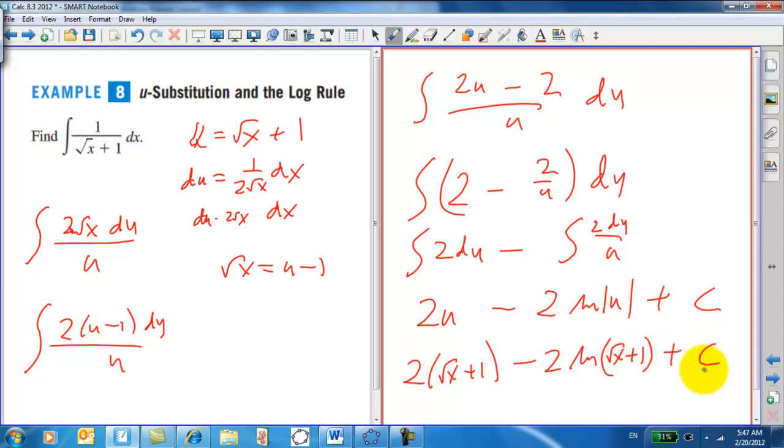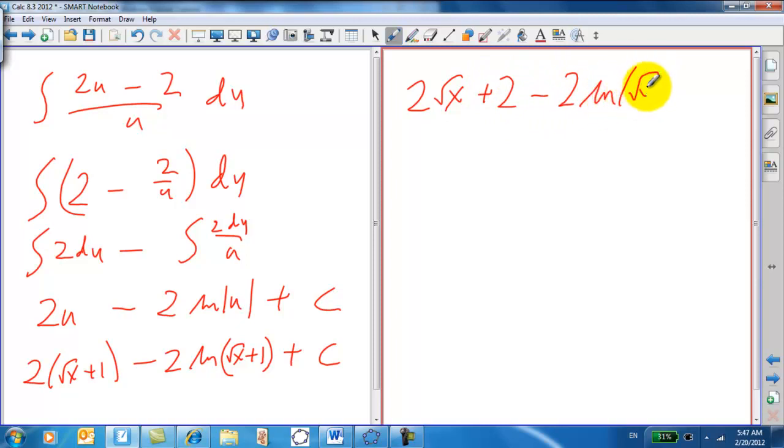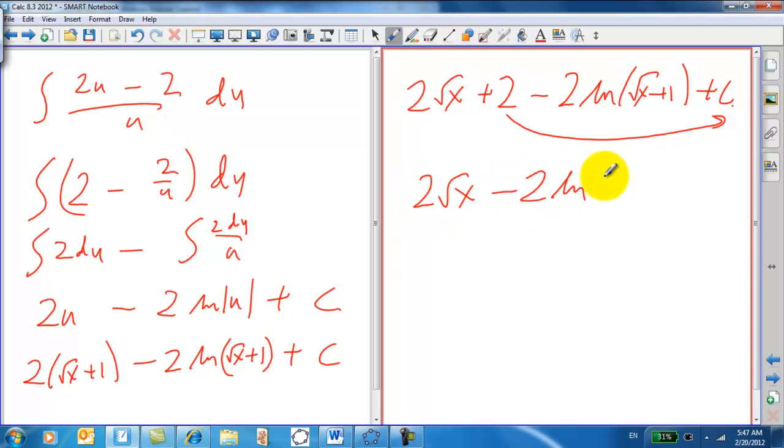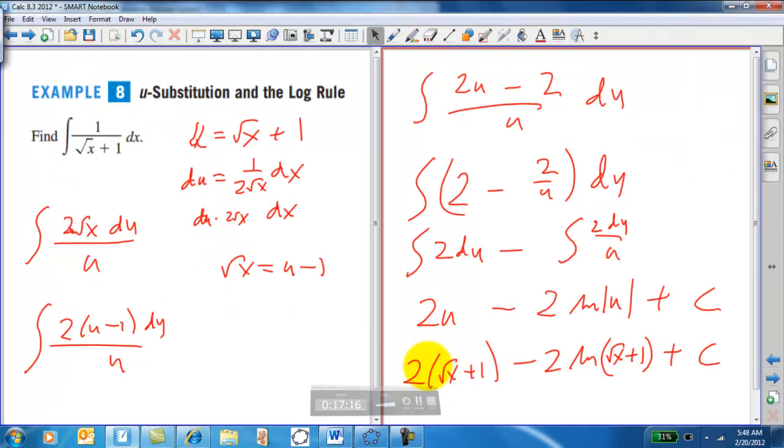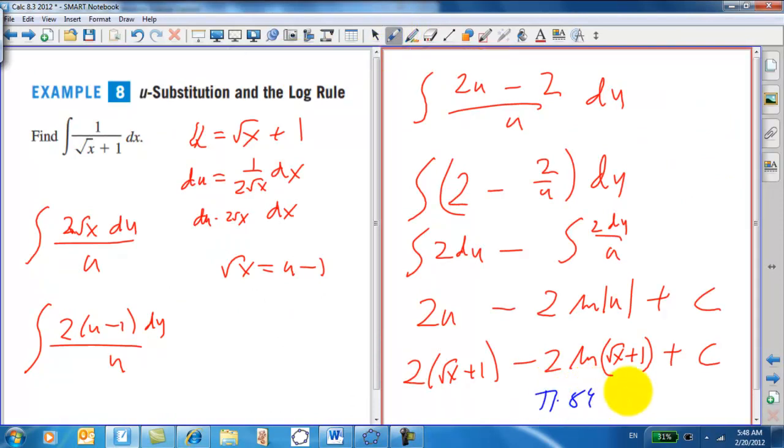Plus c. And actually, if you go a little further on this, because if you distribute the 2, square root of x plus 2 minus 2 natural log of square root of x plus 1 plus c, these are both constants. So I can merge this in with a constant term to say just 2 square root of x minus 2 natural log of the square root of x plus 1 plus the constant of integration. And let's check the TI-89. And hooray, the TI-89 agrees.